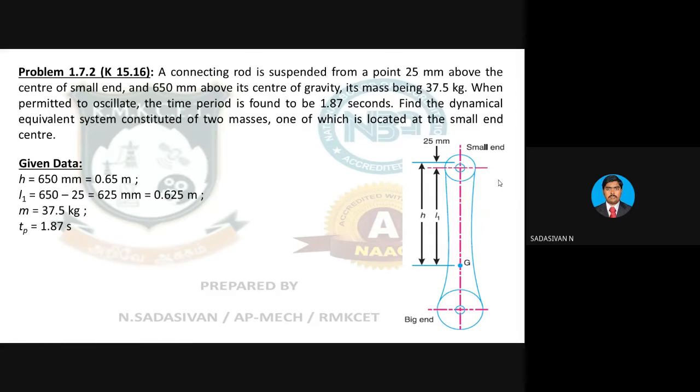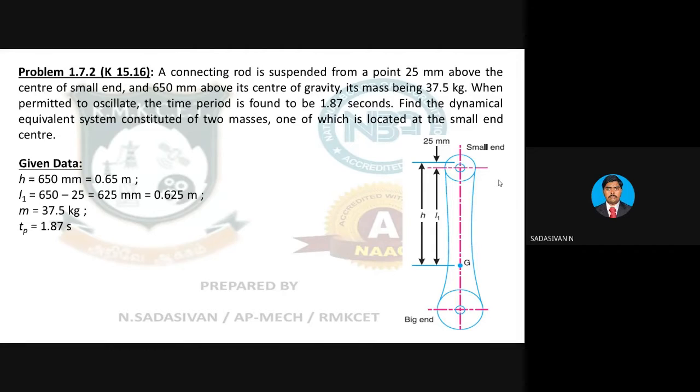Now given data: H here means the length of the cord for the pendulum, so the gravity point is considered to be the pendulum length. L1 is the distance from the center of gravity to the small end center, where I am going to place M1. That is 25 mm lesser, 625 millimeter. 37.5 kg is the entire rigid body mass. Period of oscillation is 1.87 seconds.